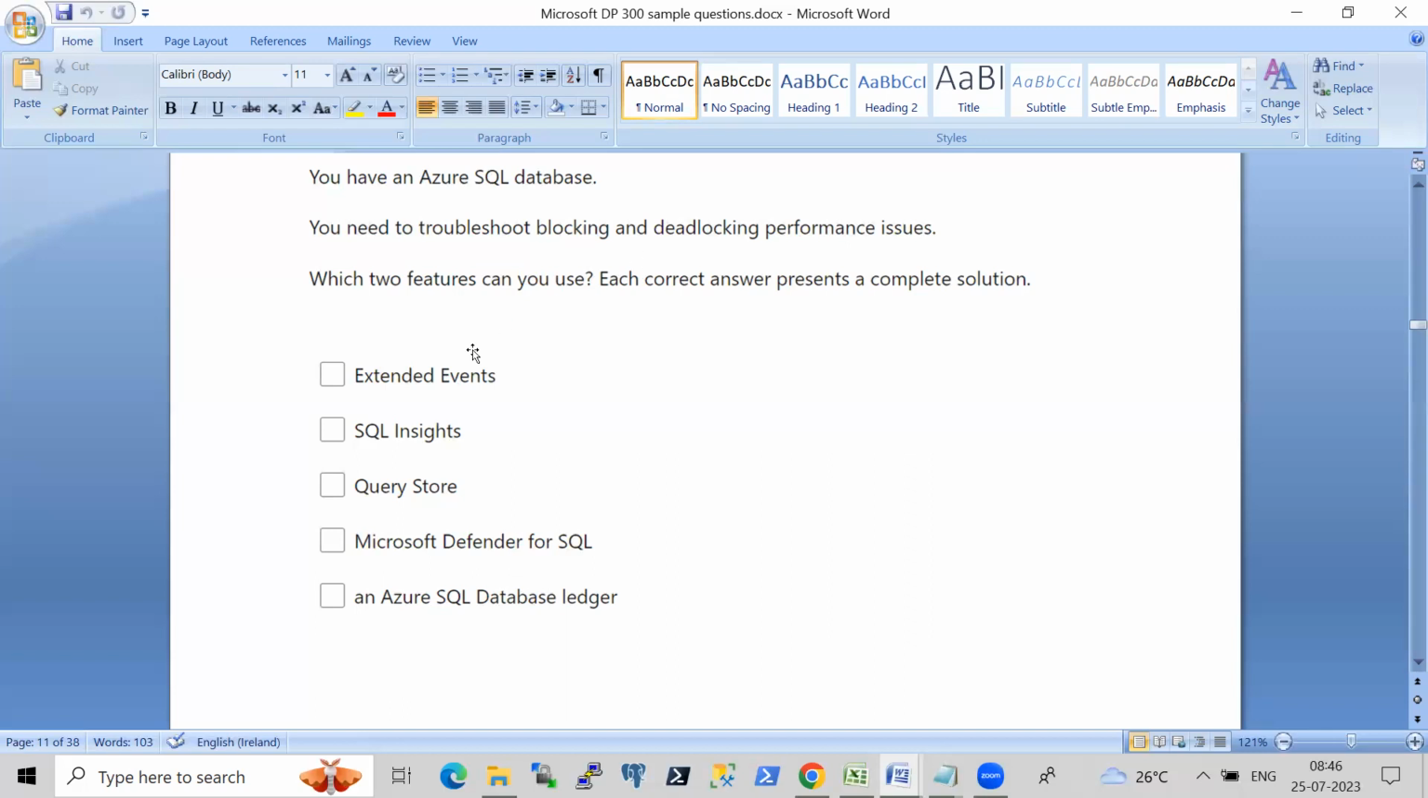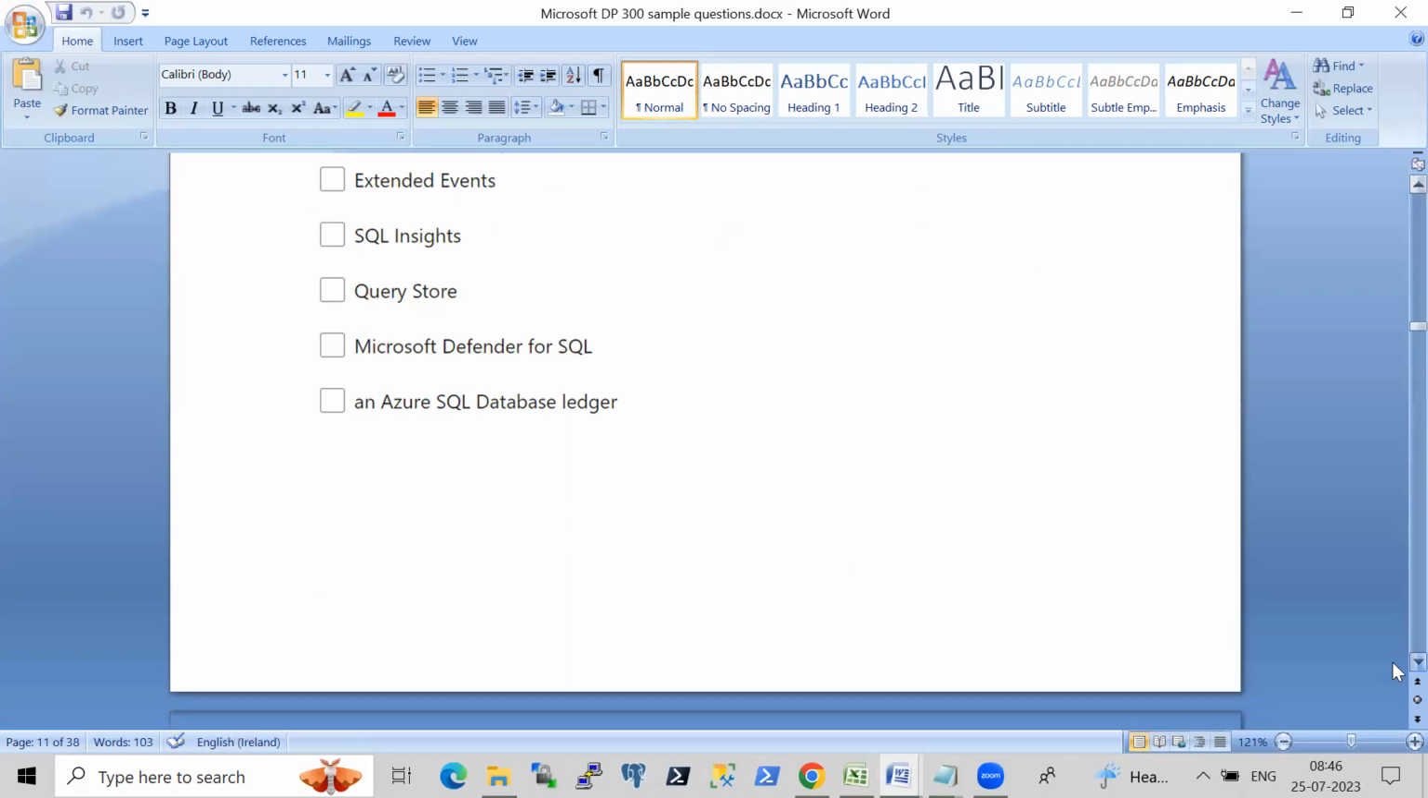SQL Insights. Yes, the answer is SQL Insights. I have given a demo on how to create the blocking. I have shown how to capture the information using SQL Insights, and also deadlocks. Everything I have shown. So for the people who are part of it, you can go back and refer to the videos on SQL Insights. I have shown this for MI also, not just Azure SQL. Okay, let's move on.